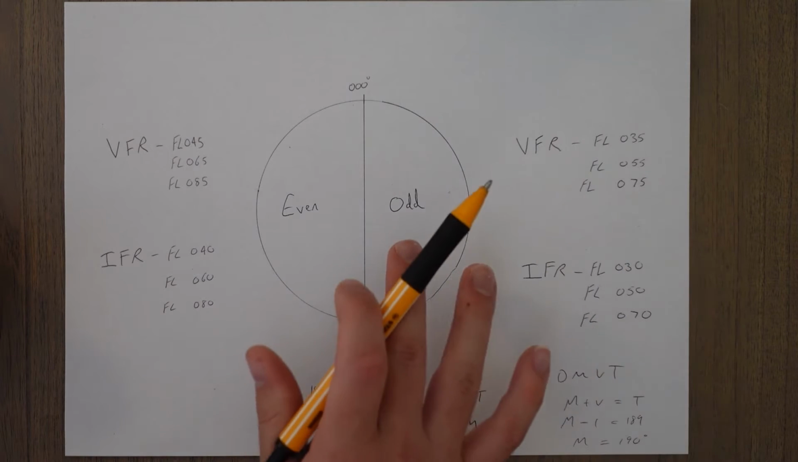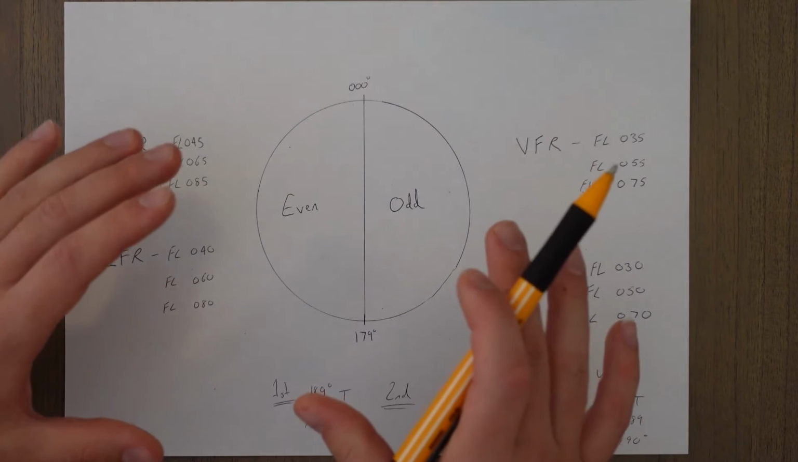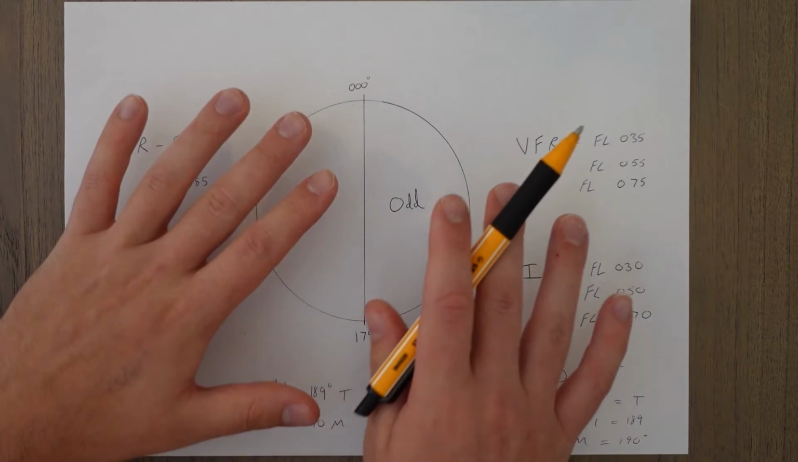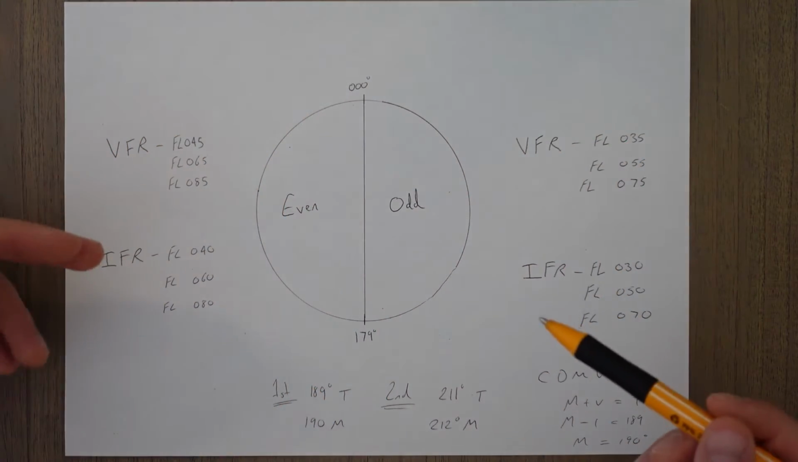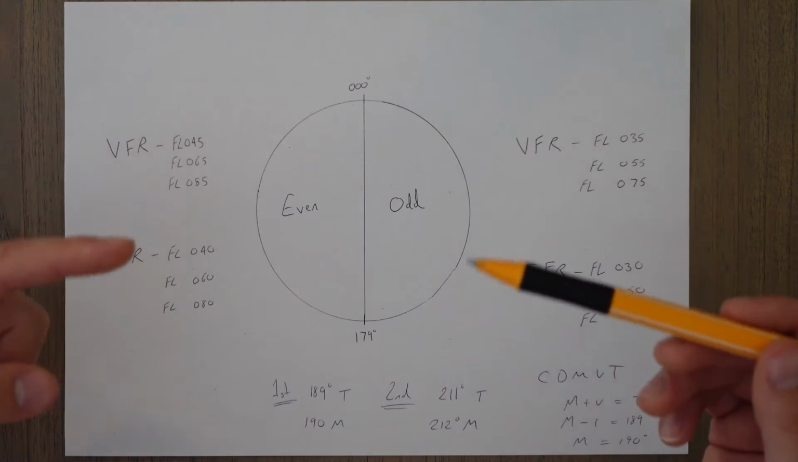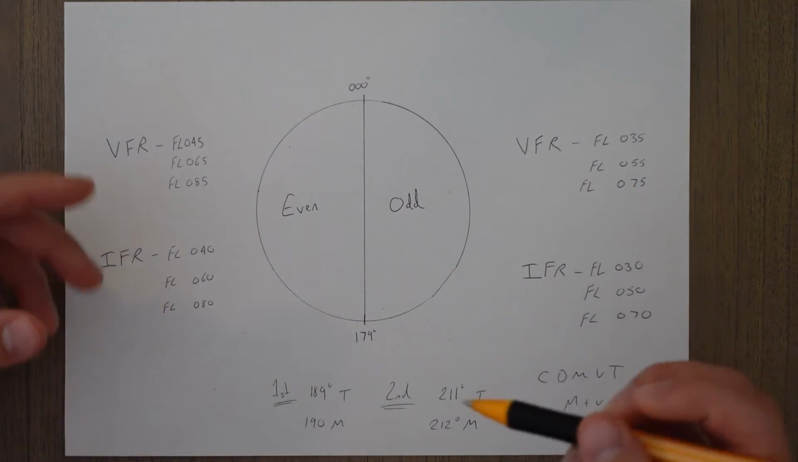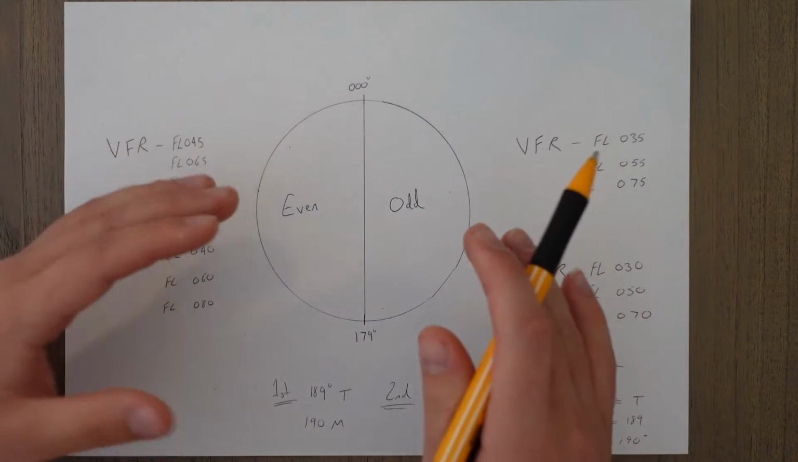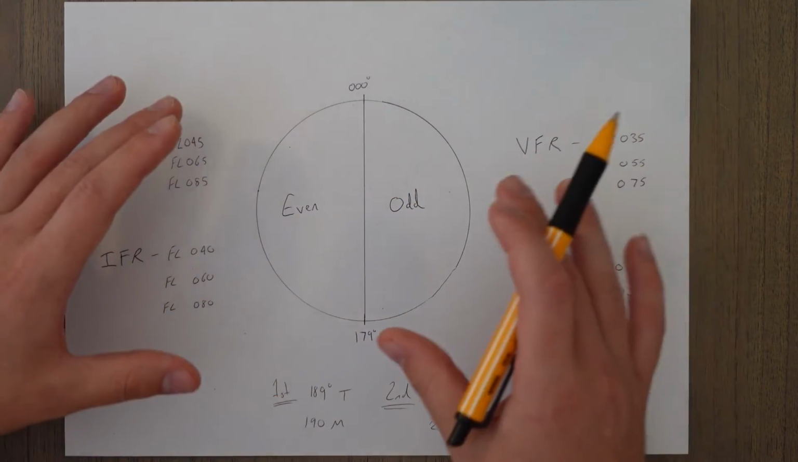It's important to note too that your country may use a different system for levels than this. This is just the one that works in the UK. A common one is NOSE, which is north odd, south even. And if you're flying between two countries, you would obviously need to know the local rules and plan accordingly.